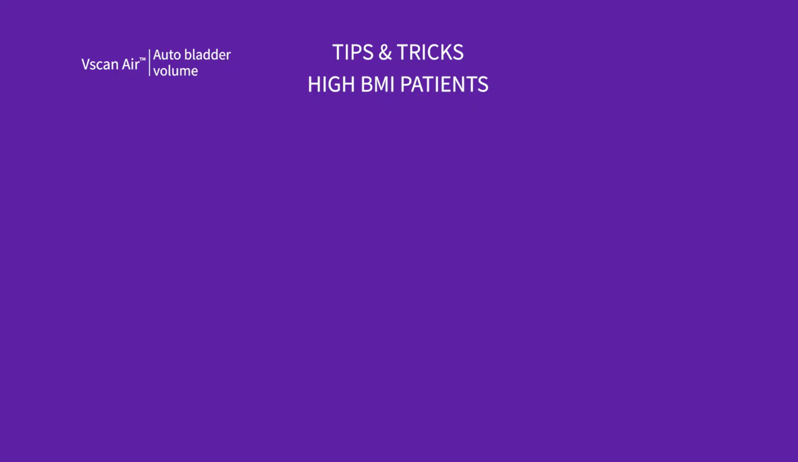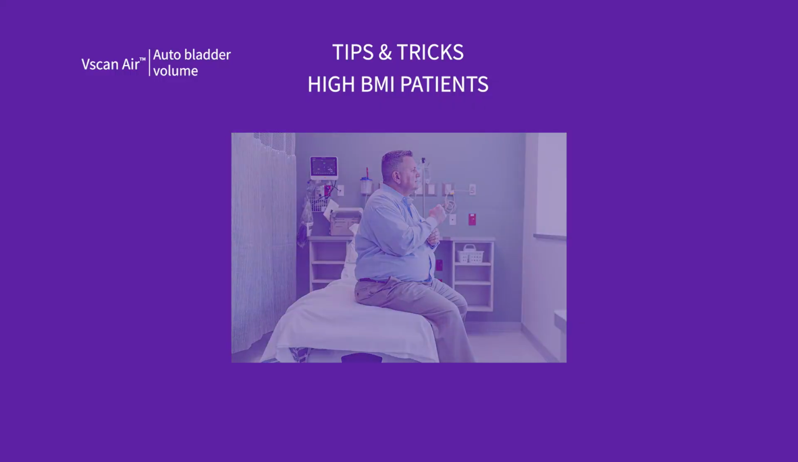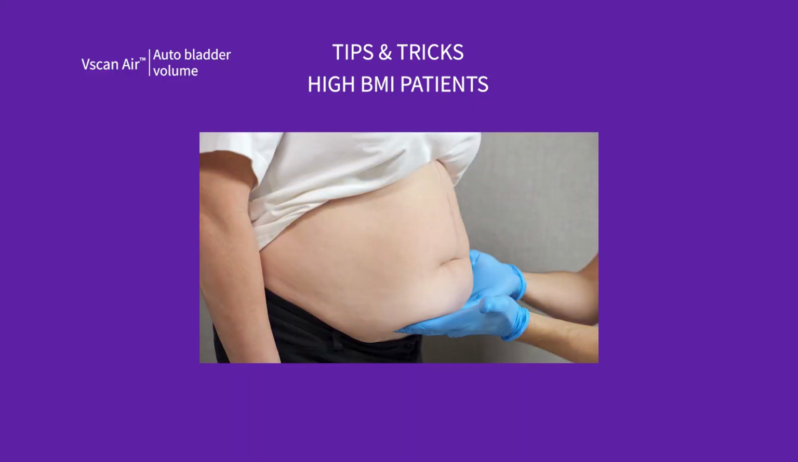High BMI patients. When scanning patients with a high BMI, it is important to get the probe as close to the physical bladder as possible. It may be necessary to move the pannus and place the probe beneath it to be able to image the bladder on a larger patient.